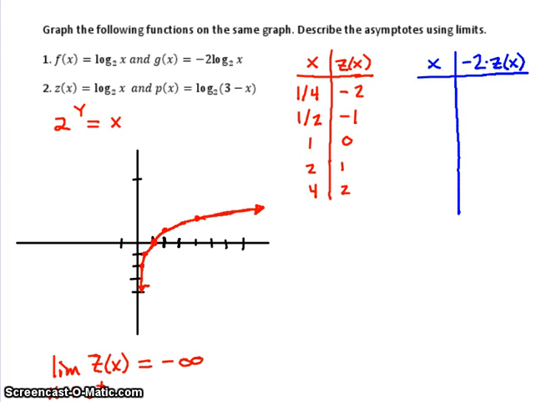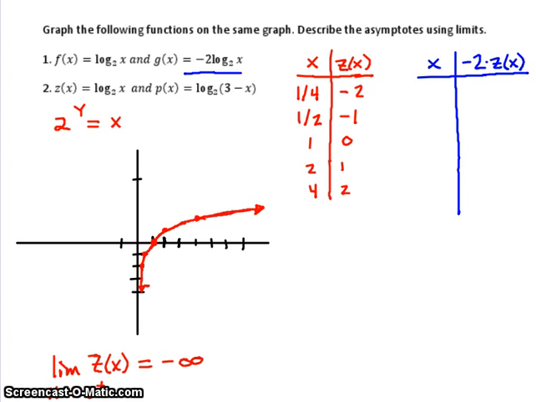Alright, so moving backwards to problem number 1, we're going to look at transforming our base function into -2 times log base 2 of x. Well, the 2 is going to stretch the function out. The negative is going to reflect your graph over the x-axis. So just kind of having an understanding of what we should look like, that's it, right? Reflection and a stretch. So what we're going to do is figure out exact points to plot here.